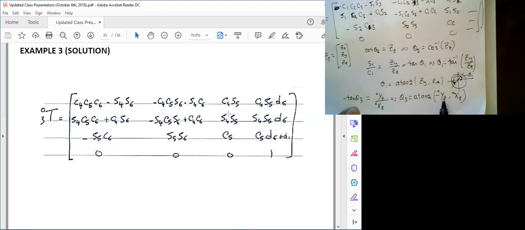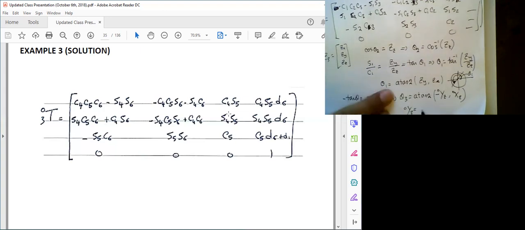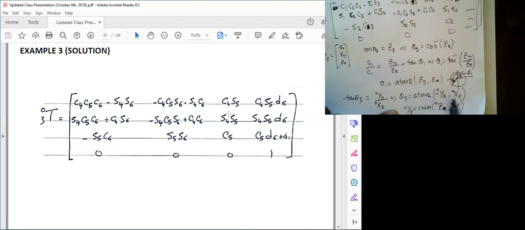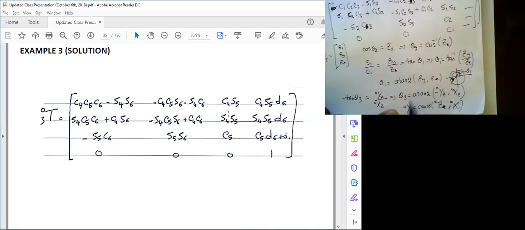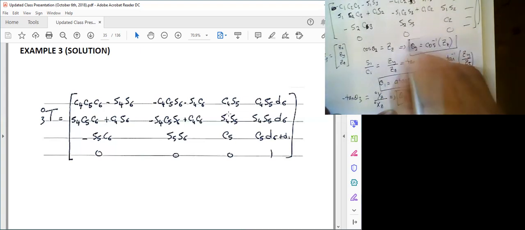And what is that guy? After you obtain your y-axis, we said y3 0 is equal to the cross product of z0 and then x0. After you find y3 0, you can look into the z component of this guy, and this is the z component of my x0. This is how you can find your theta 3, and this is how I can find my theta 2.